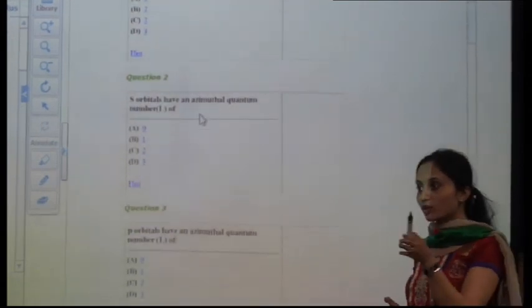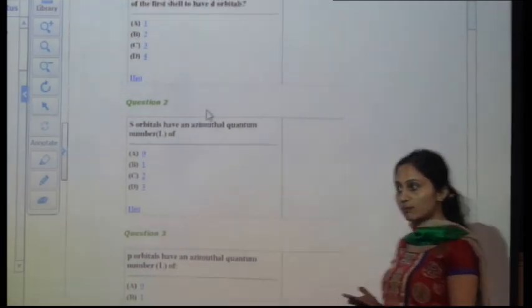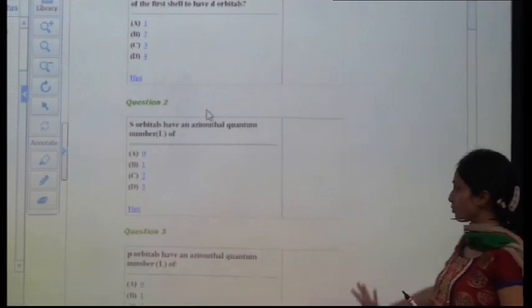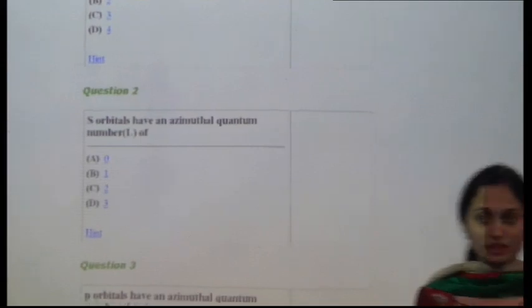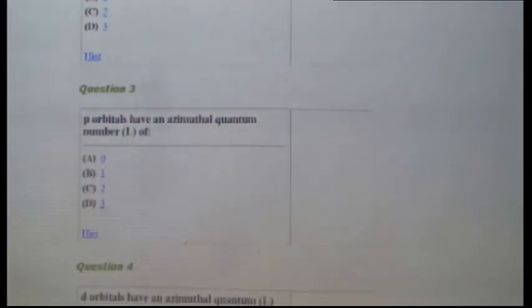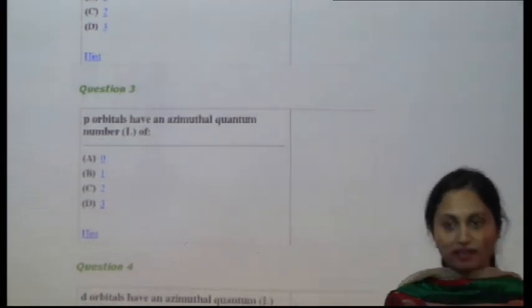Because n is equal to 3, then L is equal to 0, 1 and 2. So it is possible only when n is equal to 3. Next question. S orbitals have an azimuthal quantum number L of 0. Very simple. So louder and clearly from all of you. Next. Question number 3. P orbitals have an azimuthal quantum number of 1.